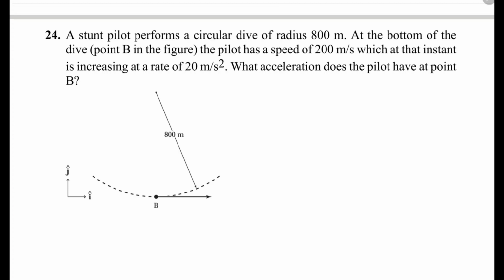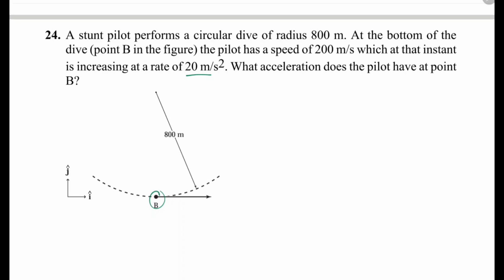Now a stunt pilot performs a circular dive of radius 800 meters. At the bottom of the dive, point B in the figure right here, the pilot has a speed of 200 meters per second, which at that instant is increasing at a rate of 20 meters per second squared. This is very important here. What acceleration does the pilot have at point B?